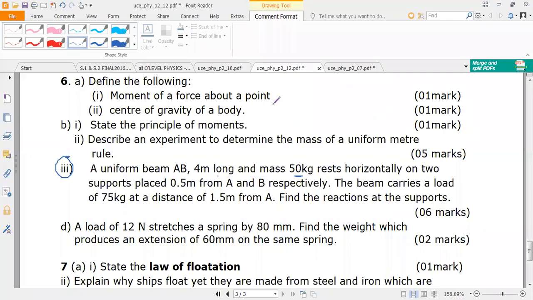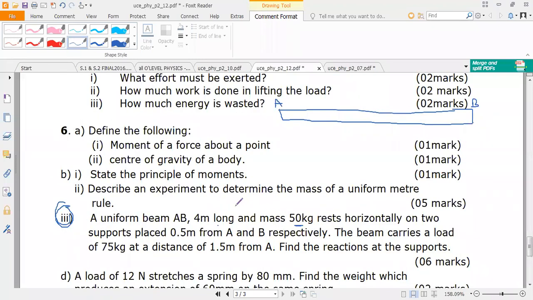So I'm going to draw a diagram for the beam. So the beam is AB, as shown in this question. They're telling us it is uniform, so meaning that the weight acts at its center.